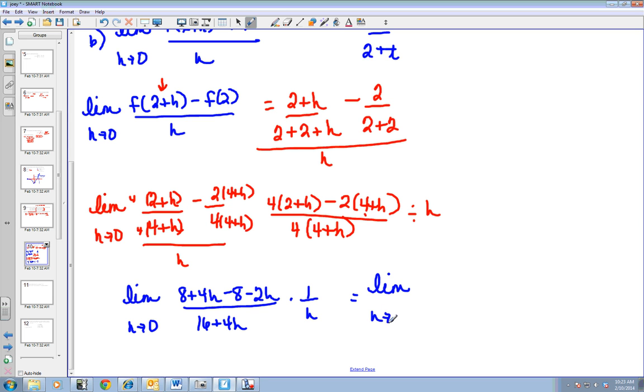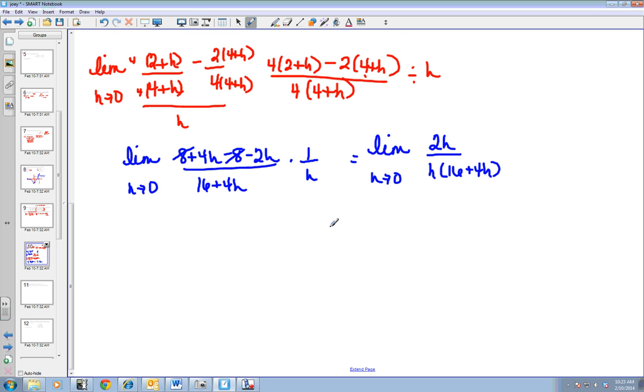And that's the limit as h approaches 0. Now I'm going to simplify this. My 8's cancel, and I have 4h minus 2h, so that's positive 2h. And now I have h times 16 plus 4h. Do you see that when I multiply this h times this? Now these h's will cancel, and I have the limit as h approaches 0 of 2 over 16 plus 4h.